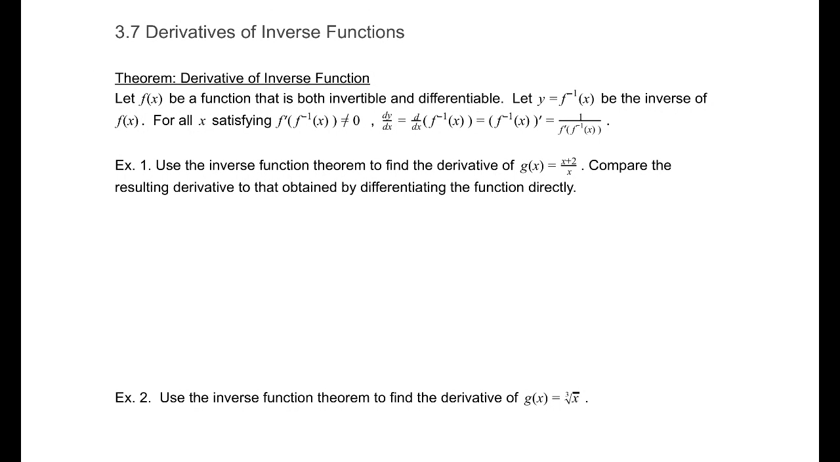3.7 Derivatives of inverse functions. The theorem to begin with here is: let f of x be a function that is both invertible and differentiable. So it has an inverse, and it also has a derivative. Let y equal f inverse of x be the inverse of f of x. For all x satisfying f prime of f inverse of x not equal to 0, dy dx, the derivative of f inverse of x, is 1 over f prime composed with f inverse of x.